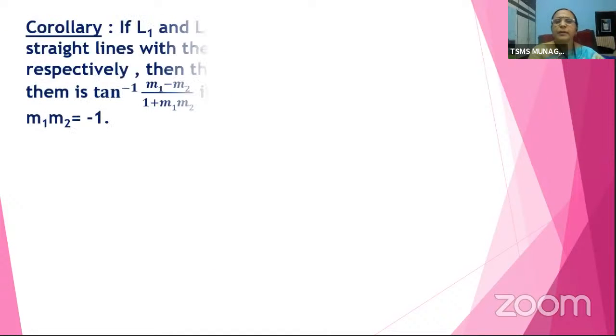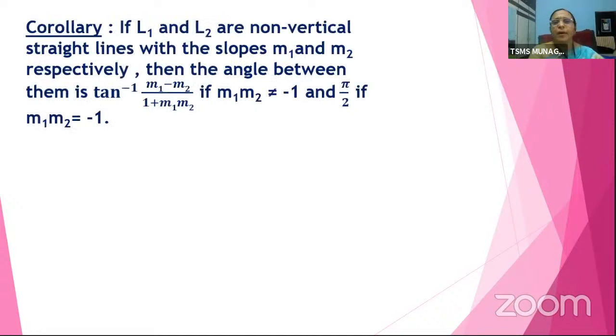Now let's move on to another form to find the angle between two straight lines. Here we can use the tan formula also. If L1, L2 are non-vertical straight lines with slopes m1 and m2 respectively, then the angle between them is tan inverse of (m1 minus m2) by (1 plus m1 m2). There we have seen cos theta is equal to (a1 a2 plus b1 b2) by root of (a1 square plus b1 square) into root of (a2 square plus b2 square), where you know the equations in the standard form.